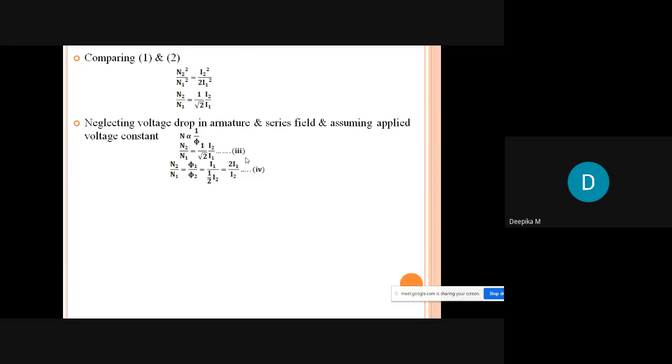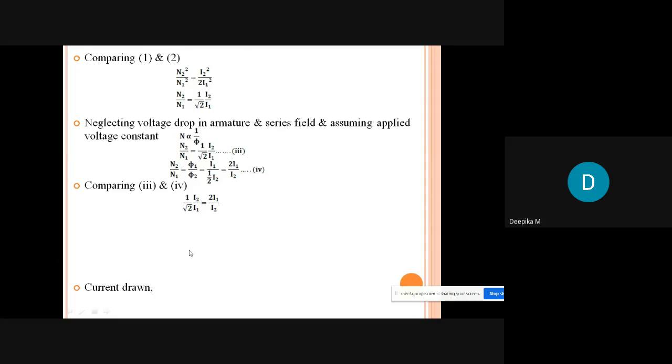Next, let us equate these two equations. N2 by N1 is equal to phi 1 by phi 2, because it is an inverse relationship, hence we have written it in this way, where phi 1 is nothing but I1 and phi 2 is nothing but 1 by 2 times I2. Hence this will become 2 I1 by I2. Next, let us compare equations 3 and 4. Hence, we get 1 by root 2 into I2 by I1 equal to 2 I1 by I2.